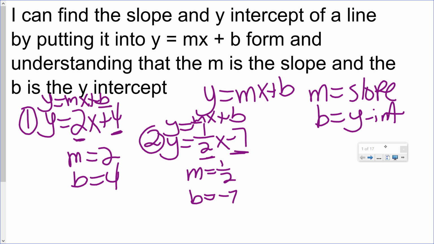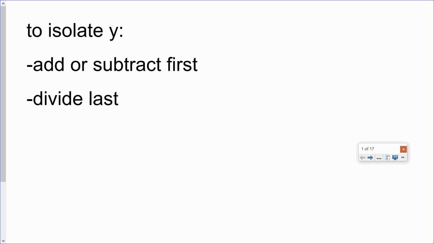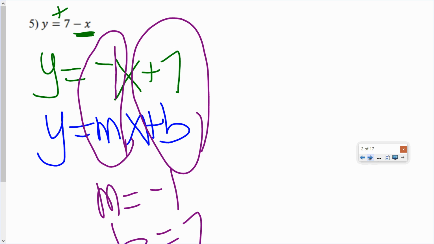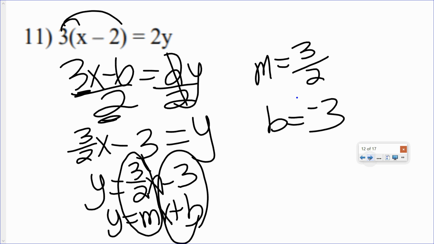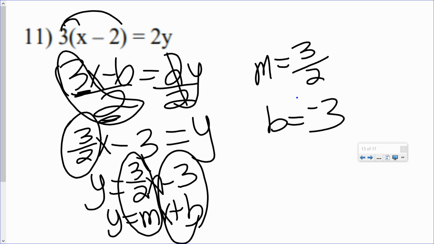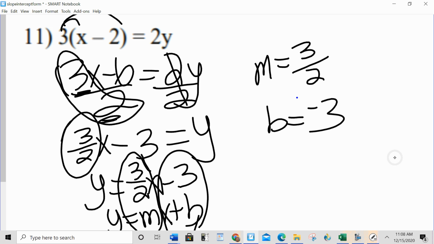I can find slope and y-intercept of a line by putting it into y equals mx plus b form and understanding that the m is the slope and the b is the y-intercept. And to get it into mx plus b form, to isolate y, we're always adding or subtracting first and dividing last. Again, when you divide, if they do not divide nicely, then you leave them as a fraction. 3 over 2, I leave as 3 over 2. Your classwork/homework is to finish this.